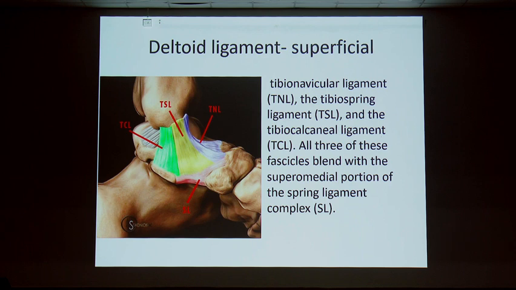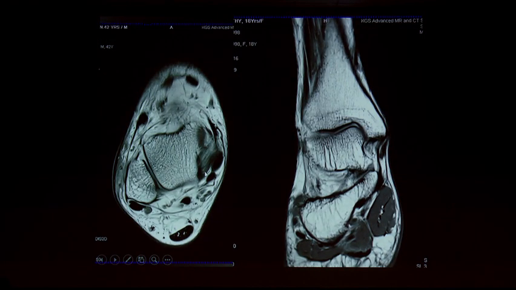And the superficial fibers, there are three fibers. Anteriorly from the tibia to navicular, it is called as tibio-navicular, and posteriorly tibia to calcaneum, it is called as tibio-calcaneal. Then the tibial spring ligament, where it will come attached to the spring ligament. How to see these ligaments?